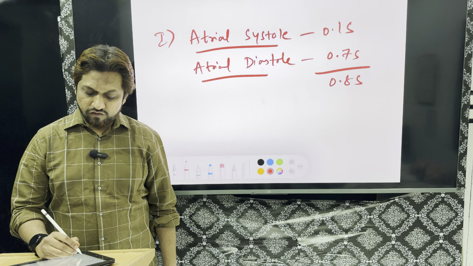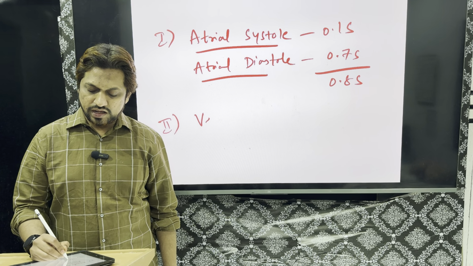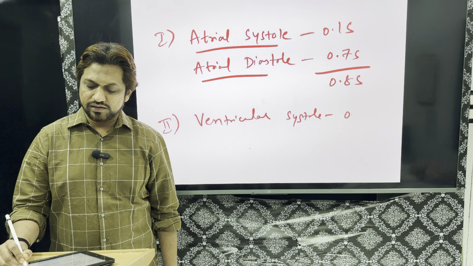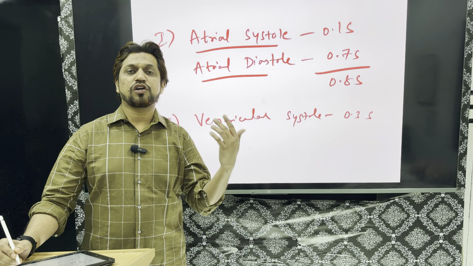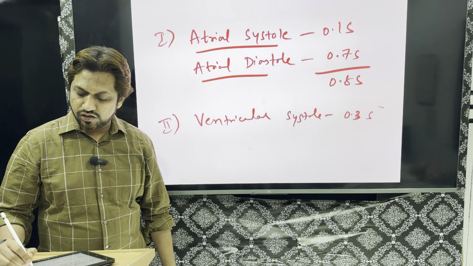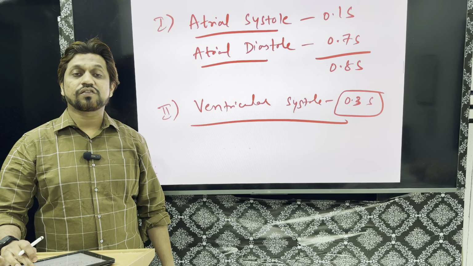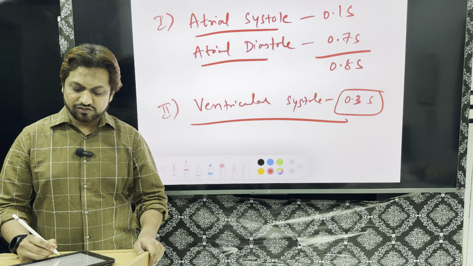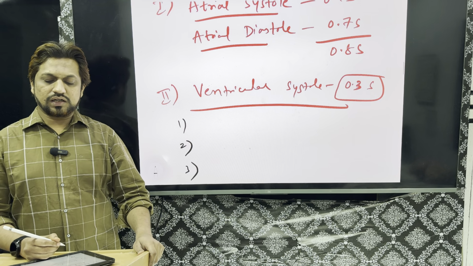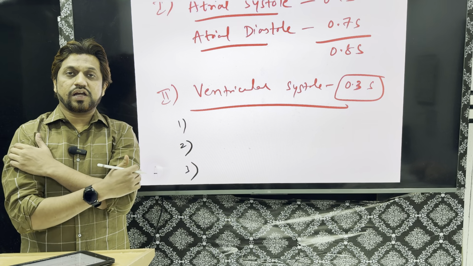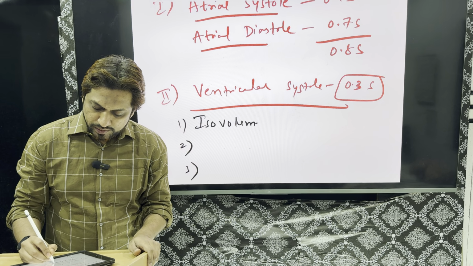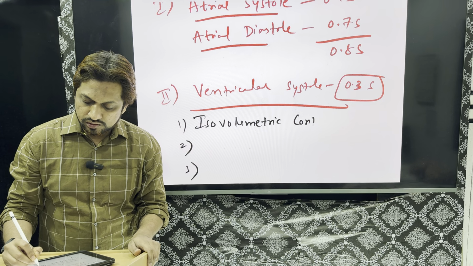Similarly, we have ventricular systole and ventricular diastole. Ventricular systole is around 0.3 second. More exactly it is mentioned as 0.27 second, but for the sake of convenience we will take it as 0.3 second. Now again, in this ventricular systole there are many events. What are the events in the ventricular systole? It includes the isovolumetric contraction period or phase.